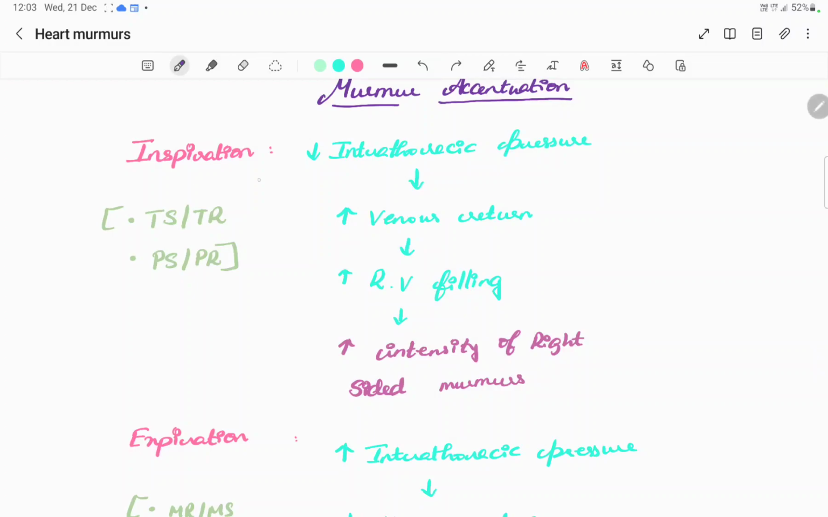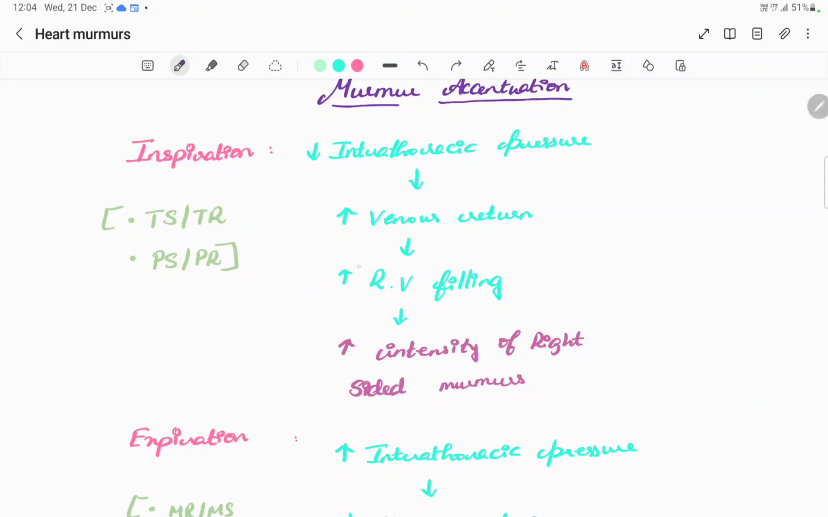So in inspiration, what happens? There'll be a decrease in the intrathoracic pressure. That will lead to an increase in venous return. When there's a decrease in intrathoracic pressure, there's going to be an increase in the venous return, and the vice versa. So inspiration in tricuspid stenosis and regurgitation, pulmonary stenosis and pulmonary regurgitation, what is going to happen in this?